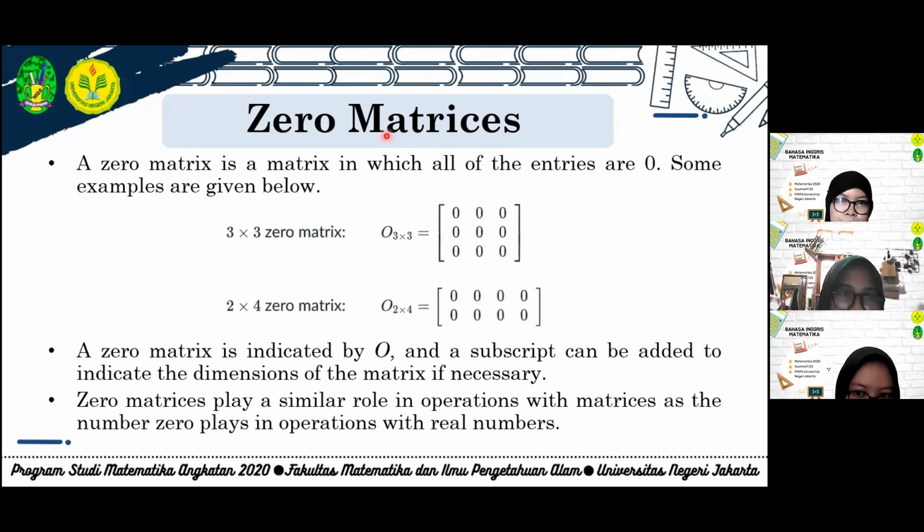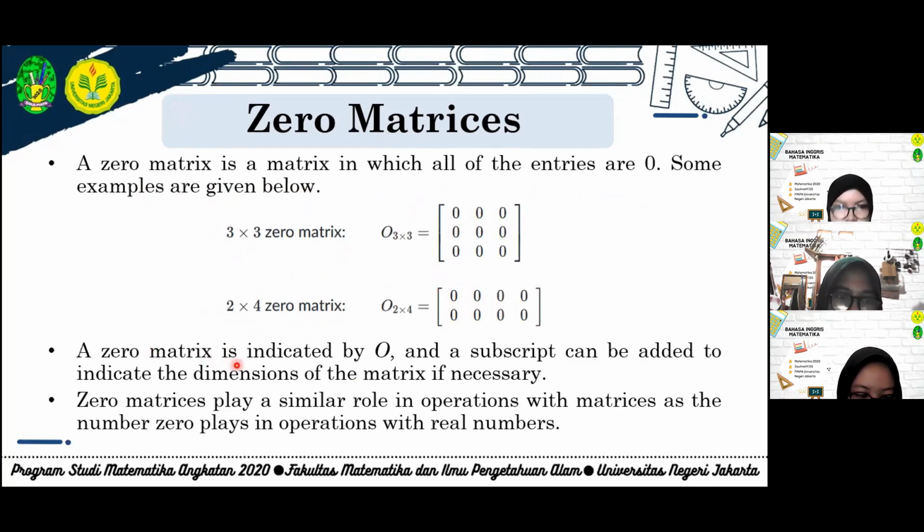Zero matrices. A zero matrix is a matrix in which all of the entries are zero. Some examples are given below. This is a 3 by 3 zero matrix, and it has 3 rows where all the elements are zero, and 3 columns where all the elements are zero. And next example, a 2 by 4 zero matrix. It has 2 rows and 4 columns.